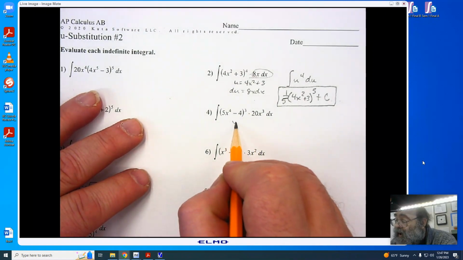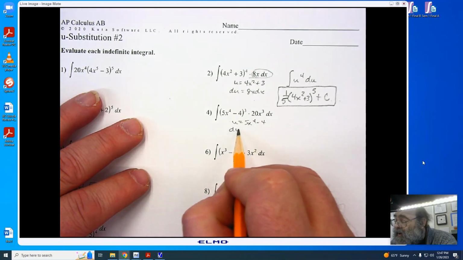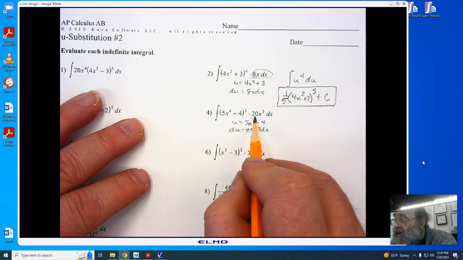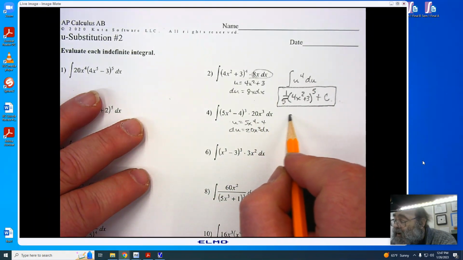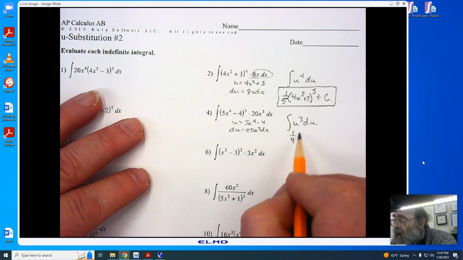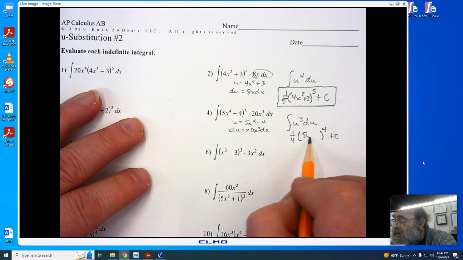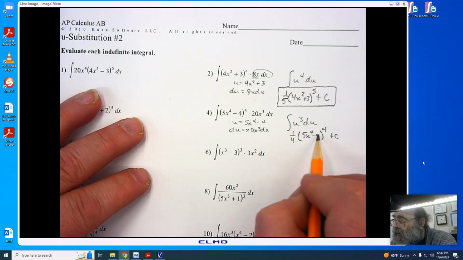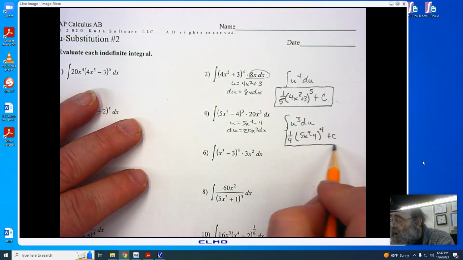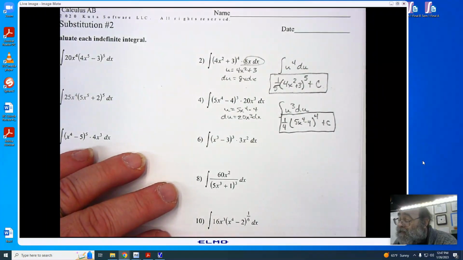We're going to let u equal 5x to the 4th minus 4, so that du is equal to 20x cubed dx. Once again, we can see it right here. So we're going to be looking at u to the 3rd power du, and this gives me 1/4 u to the 4th power plus c, and I back substitute 5x to the 4th minus 4. There's our answer for number 4. Now you'll notice these go along very quickly. They aren't too problematic. At least not yet.